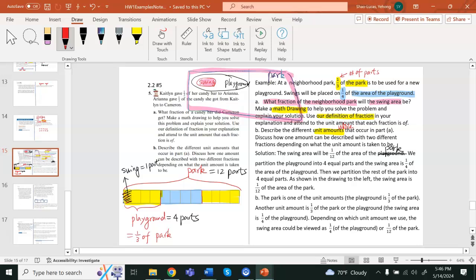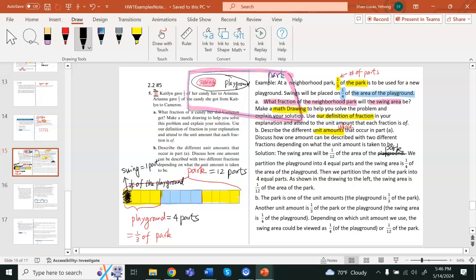So notice that this section, swing area right here, this one part right here, we could write it as a fraction 1/4. 1/4 of what? It's 1/4 of the playground, because we compare the swing area to the playground, yellow part here. But if we compare the swing area to the entire park, the long paper strip, the entire paper strip, we got the answer 1/12. So it could be 2 different answers.